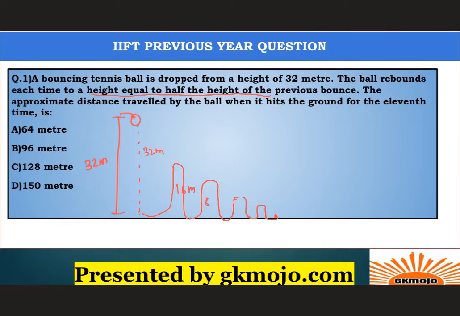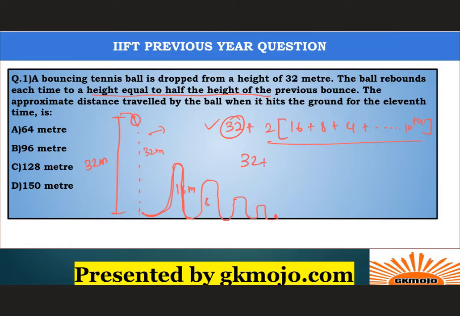So they are asking what would be the distance traveled for the 11th time. In the first fall, it has traveled 32 meters. Next, every time it goes up and down, it travels 16 plus 8 plus 4, up till the 10th time. Because they have asked us the distance traveled by the ball when it hits the ground for the 11th time. So these are 10 bounces and this is the 11th, so total 11. Just calculate this figure.